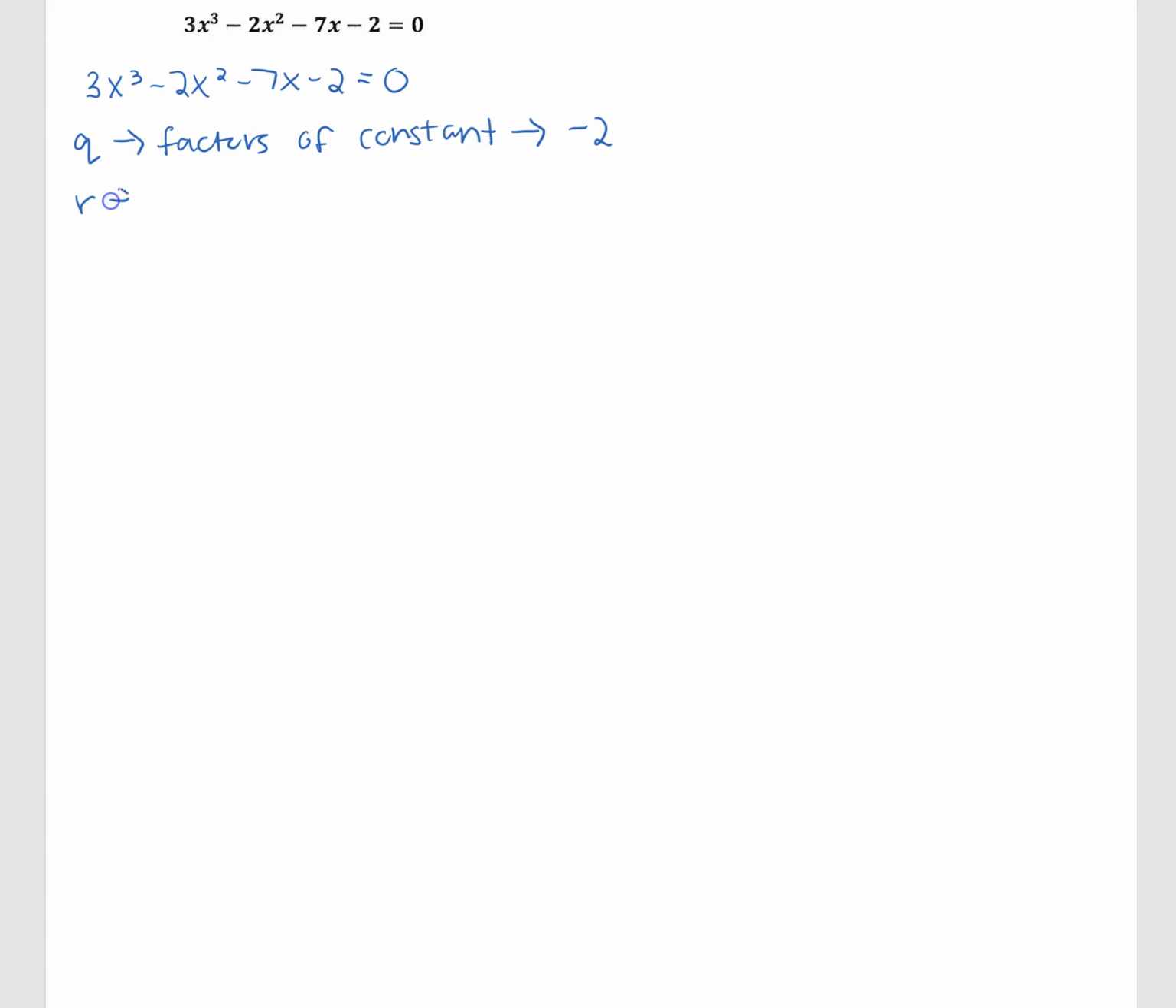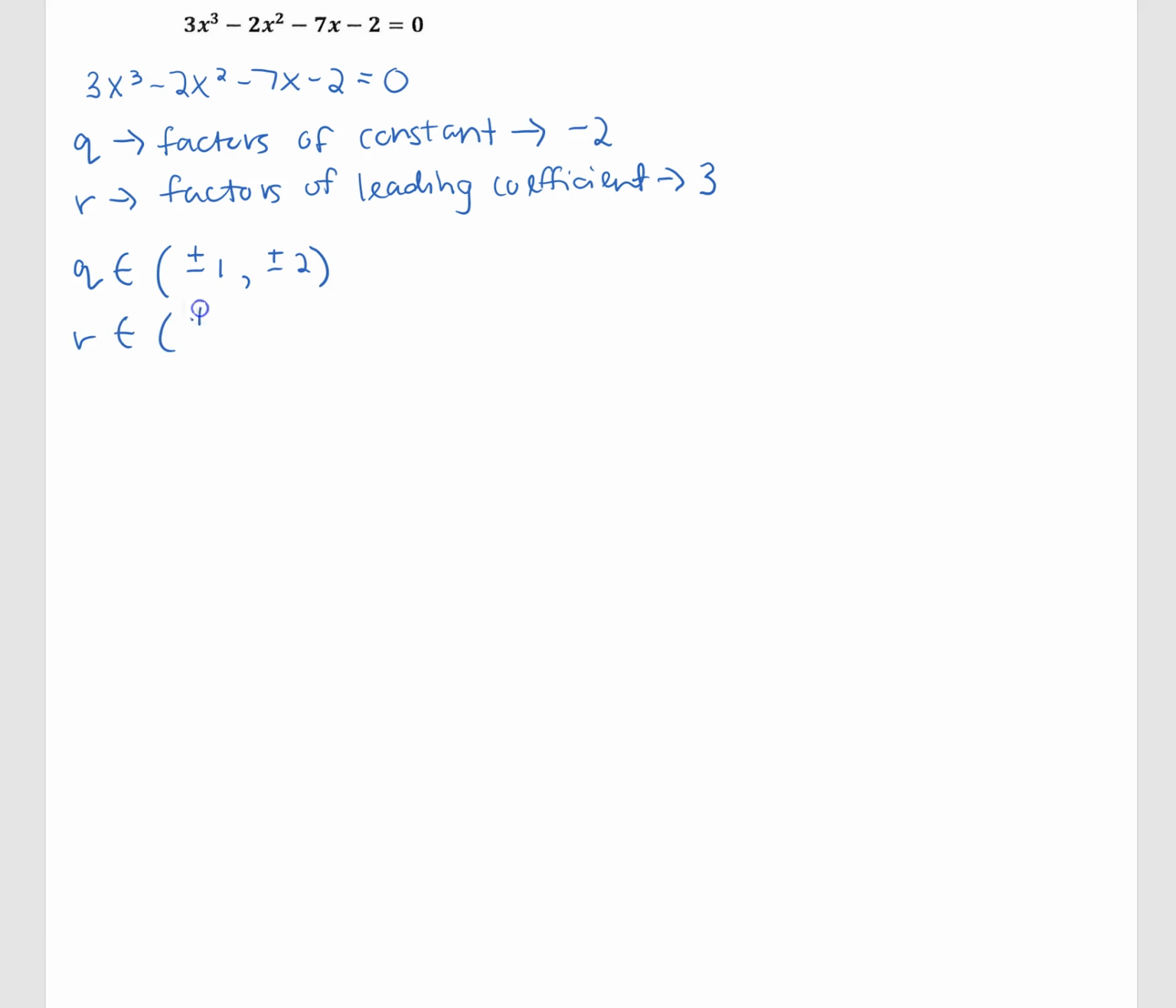And r can be factors of the leading coefficient, which in this case is 3, so these are going to be factors of 3. So let's think of what our possible values for q and r are. So factors of 2 are going to be plus or minus 1 and plus or minus 2.